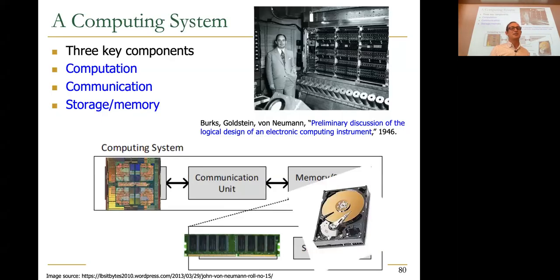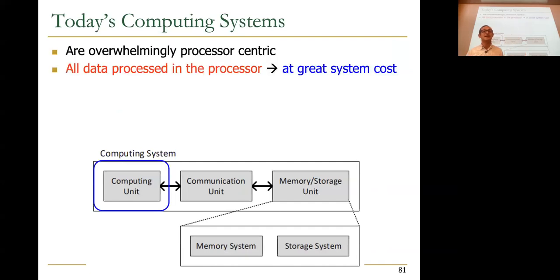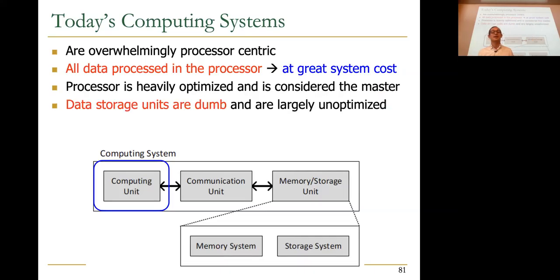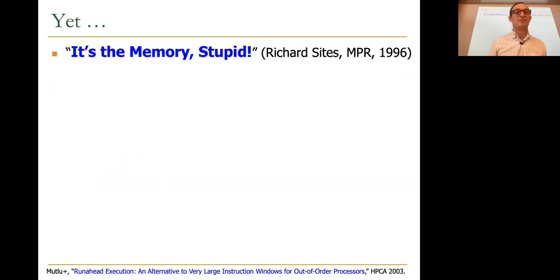So I showed you this picture before. This is because we're processor-centric. All data has to go to the processor or the accelerator, pick your favorite processor, let's say, at great system cost. And everything else is incapable of processing data. Yet we know that there's a real problem. We just need to somehow change it, right?